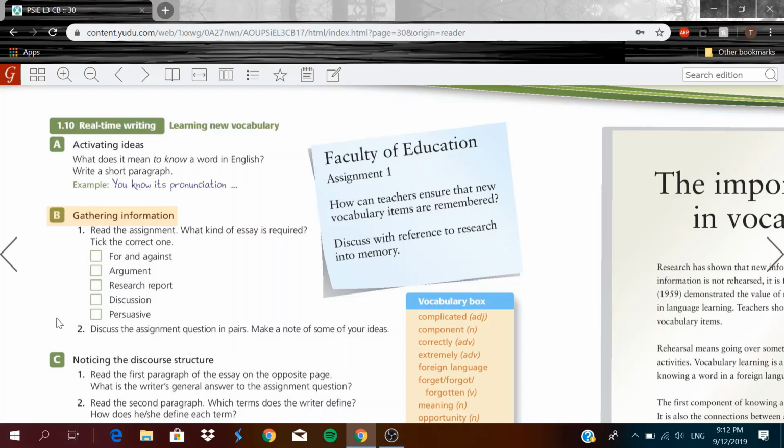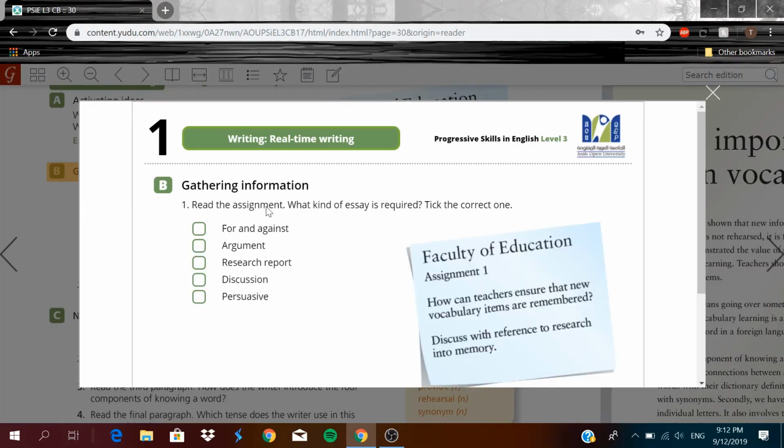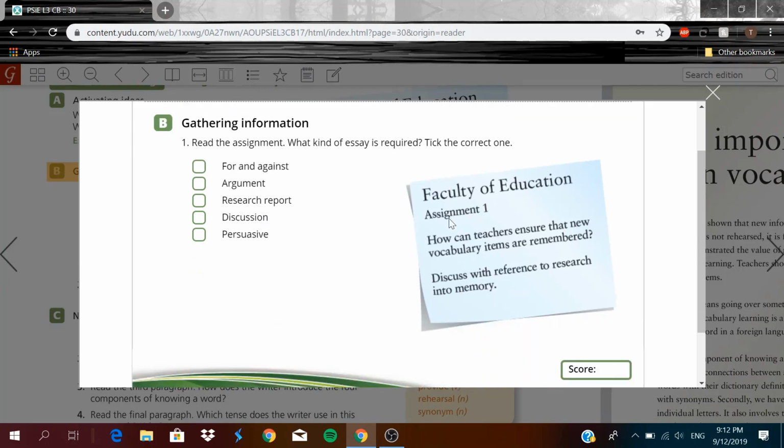Now, let's go to exercise B here. Let me open it so you guys can get a better view. Here we have, read the assignment. What kind of essay is required? Tick the correct one. So here we have Faculty of Education, Assignment 1. How can teachers ensure that new vocabulary items are remembered? Discuss with reference to research into memory.